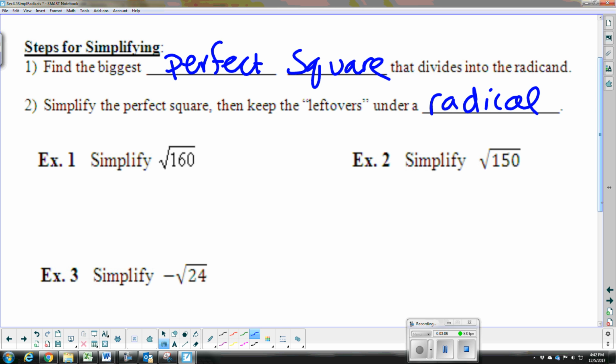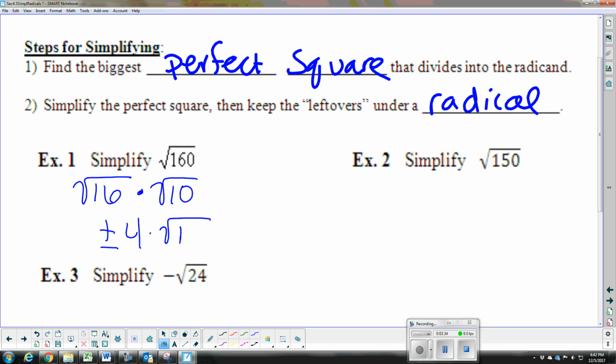So let's look at the first one. Simplify the square root of 160. The square root of 160 is the same as the square root of 16 times the square root of 10. 16 is the largest perfect square that divides into 160. So the square root of 16 is plus or minus 4 times the square root of 10. Now, the square root of 10 cannot simplify anymore. There are no perfect squares that divide into 10. So that's our final answer, plus or minus 4 times the square root of 10.